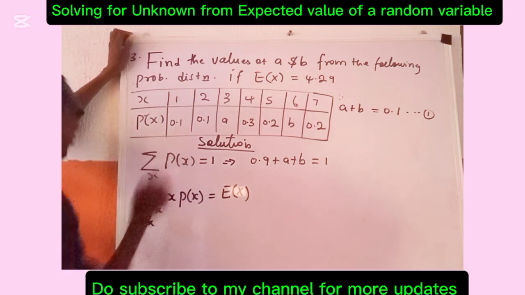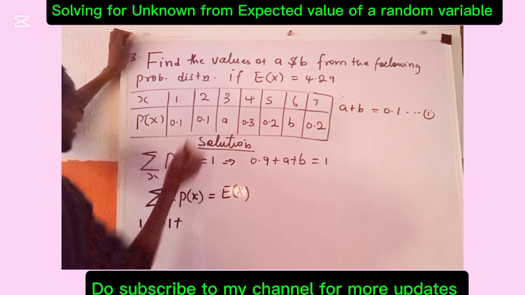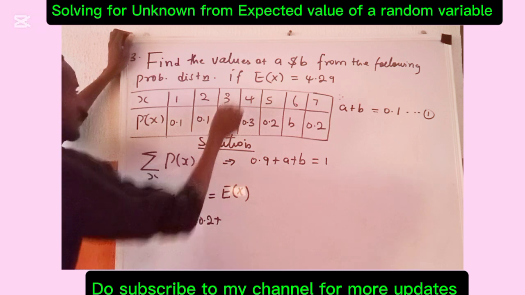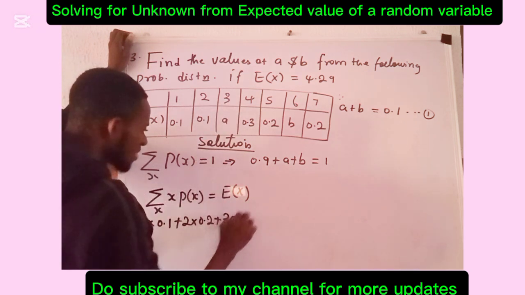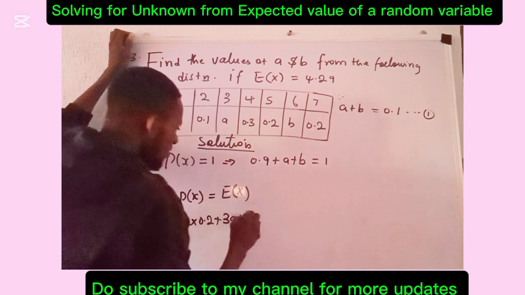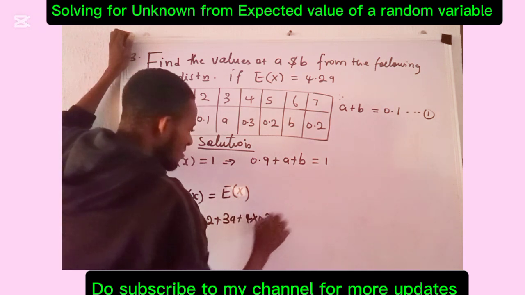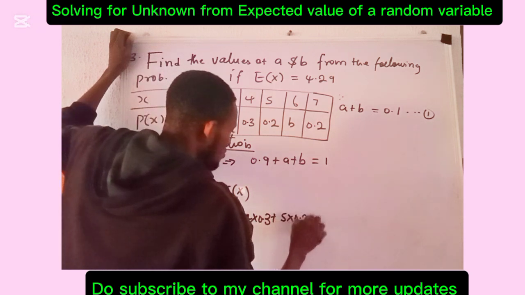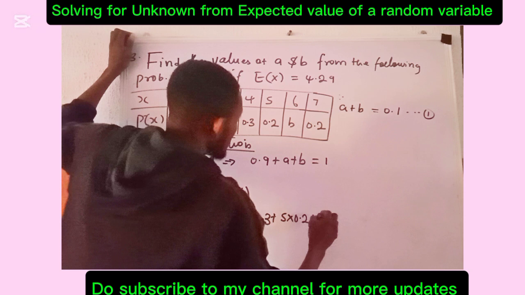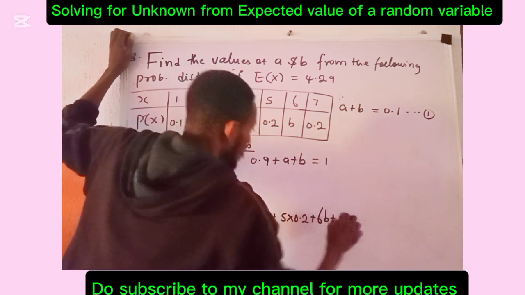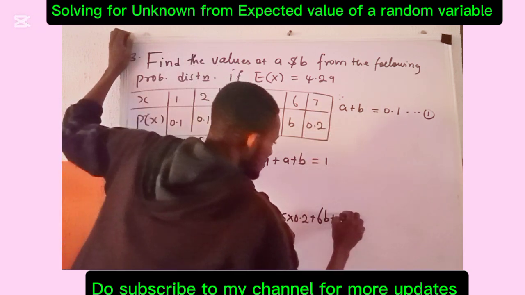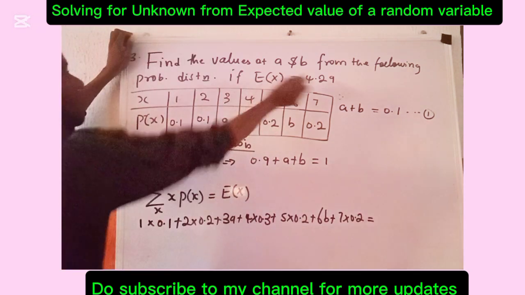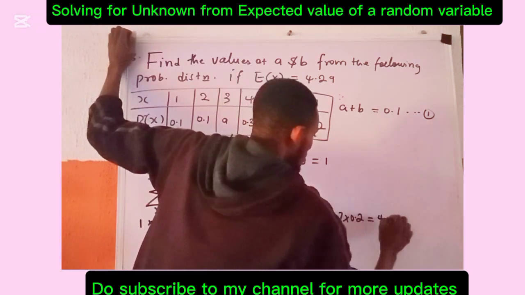This is 1 multiplied by 0.1, plus. This is 2 multiplied by 0.2, plus. This is 3 multiplied by A, which is 3A, directly, without wasting time. This is 4 multiplied by 0.3, plus. This is 5 multiplied by 0.2, plus. This is 6 multiplied by B, which is 6B, plus. This is 7 multiplied by 0.2. We are told that this equals 4.29.